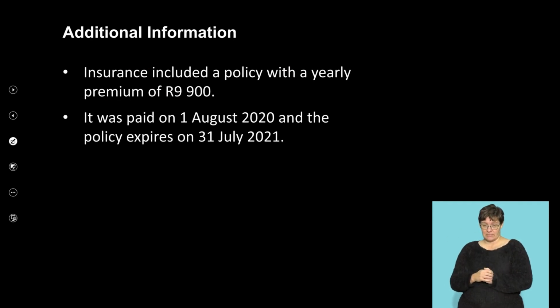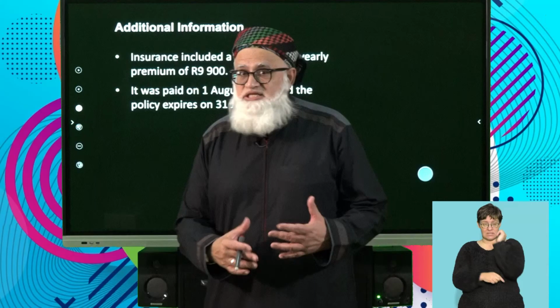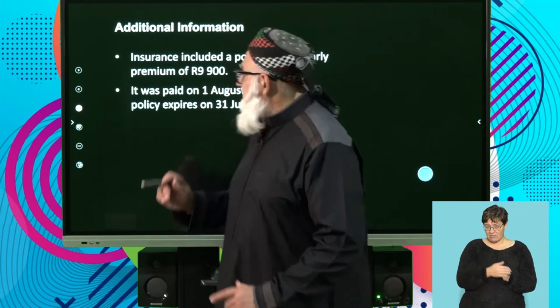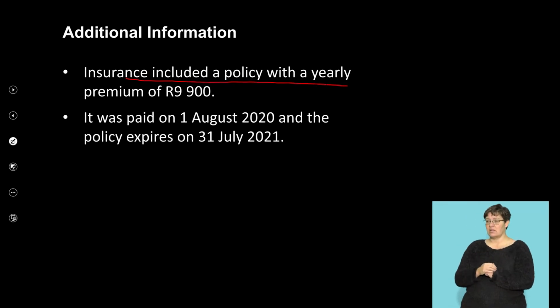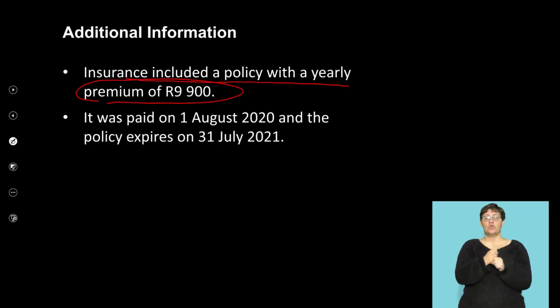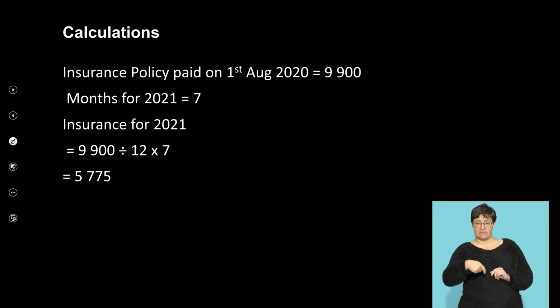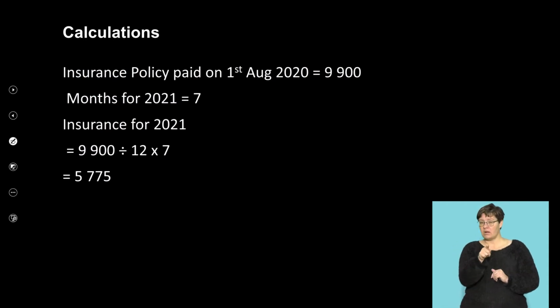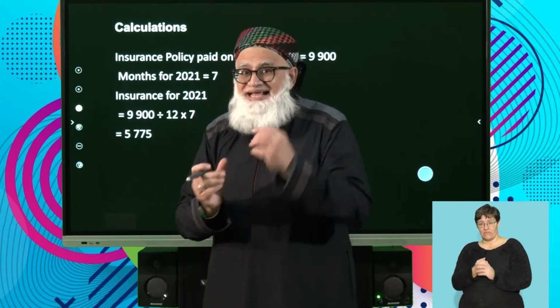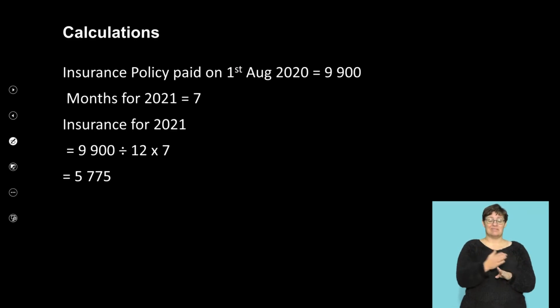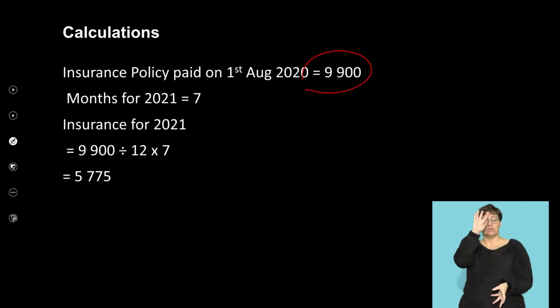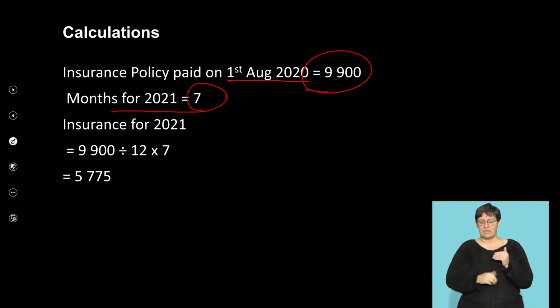Okay, the last one that we have here, just before the break, let's just go through it very quickly. We are told here that insurance included a policy with a yearly premium of 9,900. It was paid on the 1st of August 2020 and expires in July. How do we deal with it? Firstly, find your insurance figure of 26,500. But remember, this is one policy that we must remove. We're working with one policy that has a prepayment in it. Therefore, the total amount that we paid was 9,900. It was paid on the 1st of August. How many months were for the next financial year? 7 months.